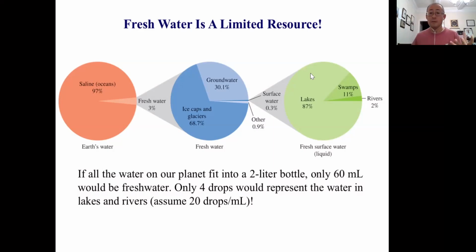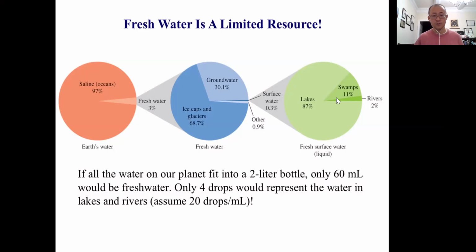However, among those 3%, the majority of the water, or 68.7%, is stored in ice caps and glaciers. And 30.1% is underground groundwater. Sometimes it's hard for us to dig out for use. So we're looking at 0.9% of other water, which is surface water and others, including 0.3% of surface water that is contained in lakes and swamps, which is really usable fresh surface water.